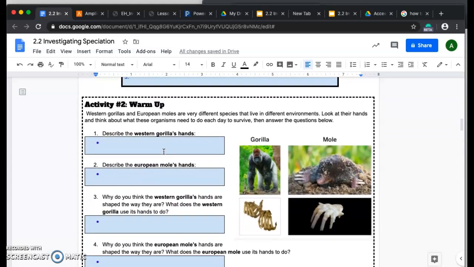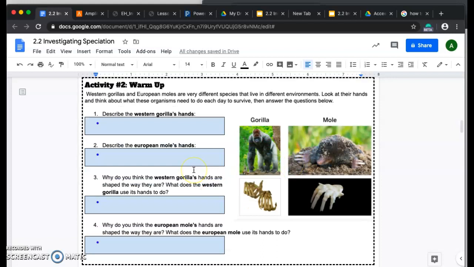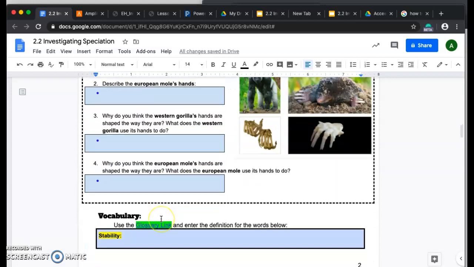For your warm up, you're going to look at these pictures of a gorilla and a mole, and you're going to look at their hand structures. Using these images and what you already know about gorillas and moles, you're going to answer these four questions.